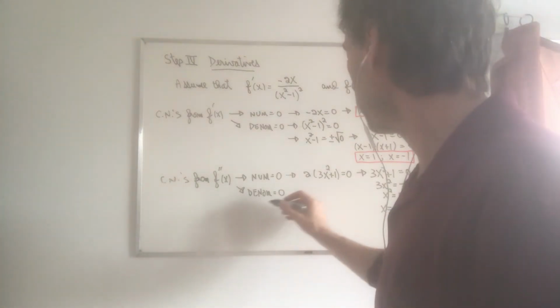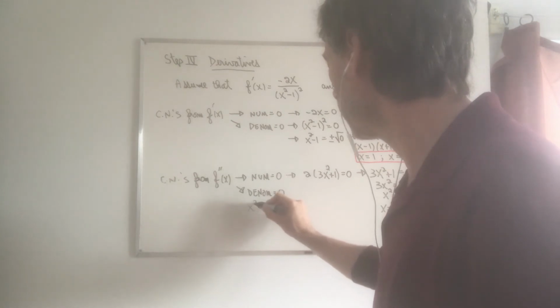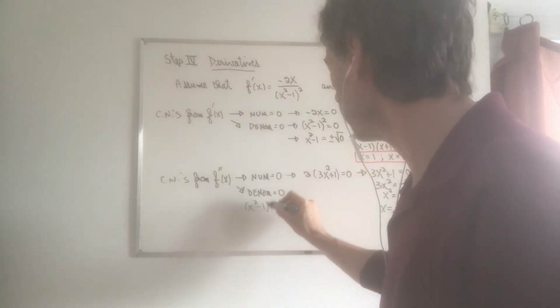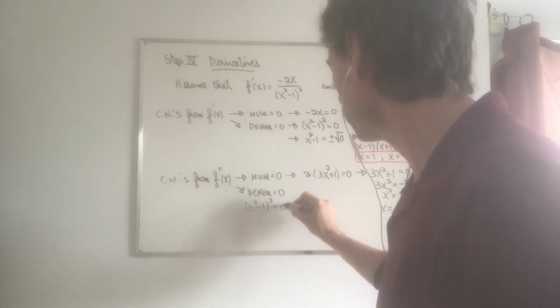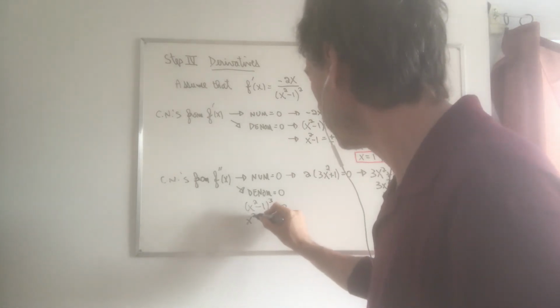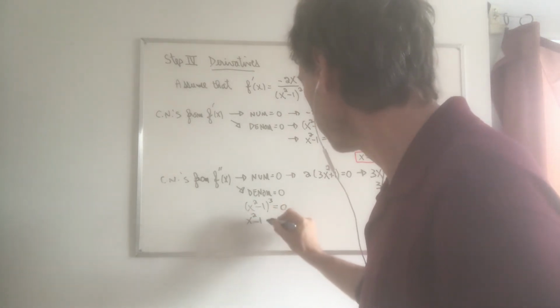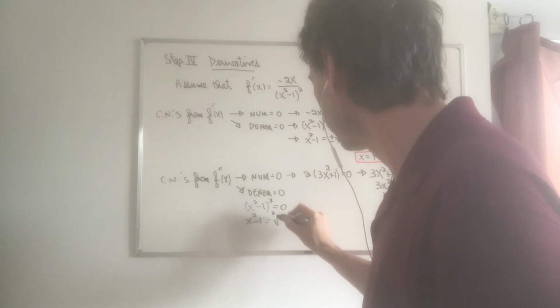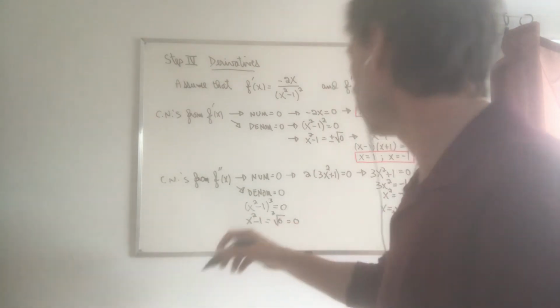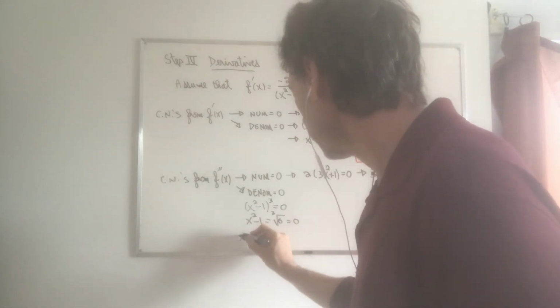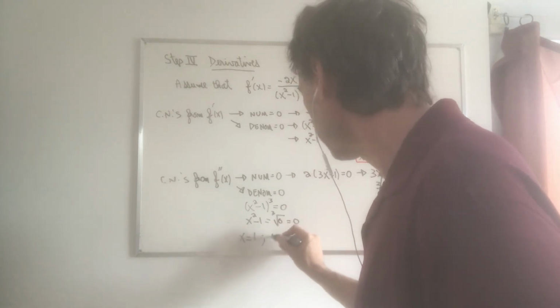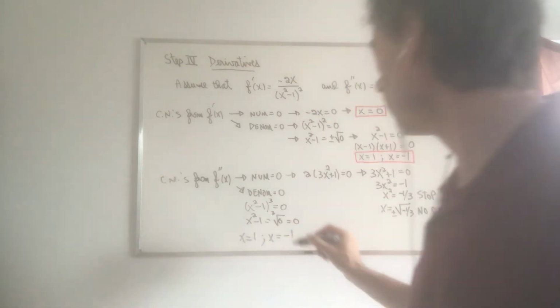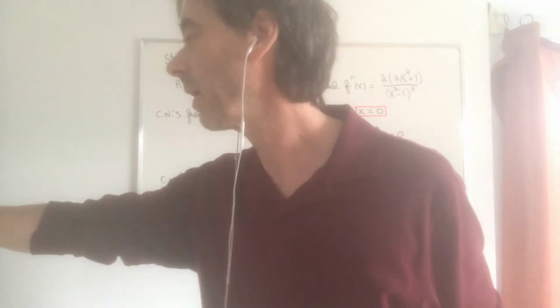And as for the denominator, well, gee, how many times must we deal with this? This time to the power of 3. So x squared minus 1 is the cube root of 0, which is 0. Yada, yada, yada. X is equal to 1. X is equal to minus 1. These are the 2 critical numbers for f double prime.